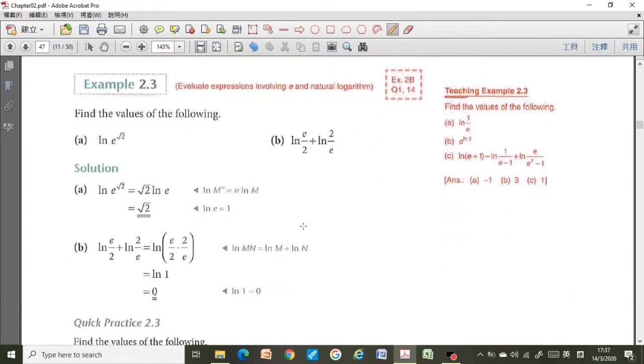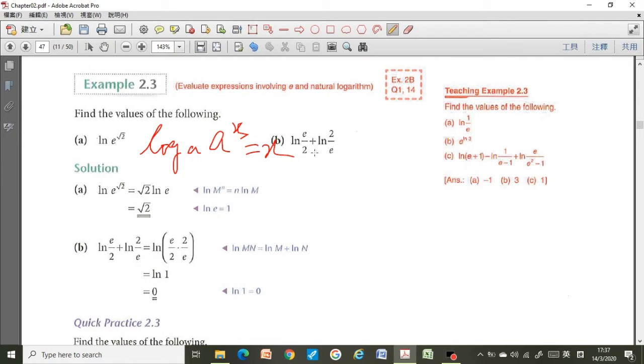Here is an example similar to the problem you learned before. If you have log of e to the power square root 2, you can write it down like this by taking the root 2 out, and then you have log e equal to 1. But if you remember in the compulsory part, log base a of a to the power x is equal to x. That means the root 2 will come out directly. So when you have a problem like this, you can directly write down the answer.